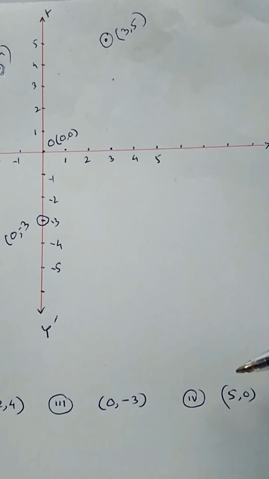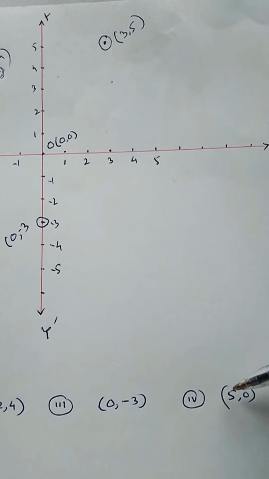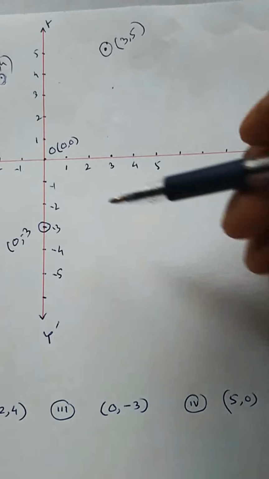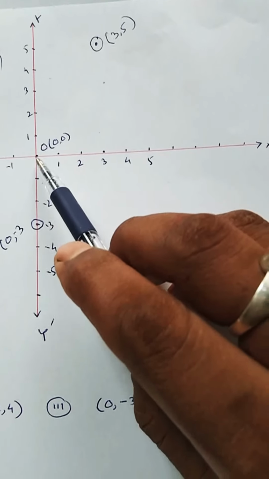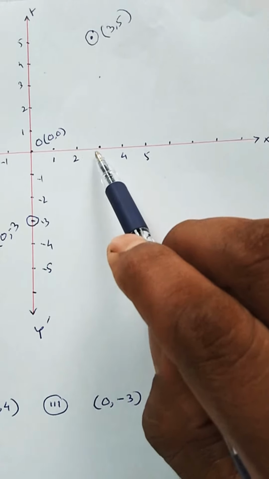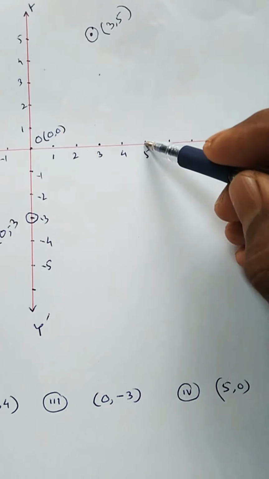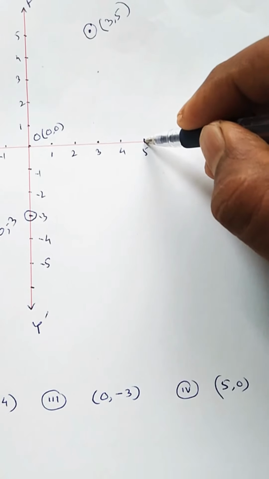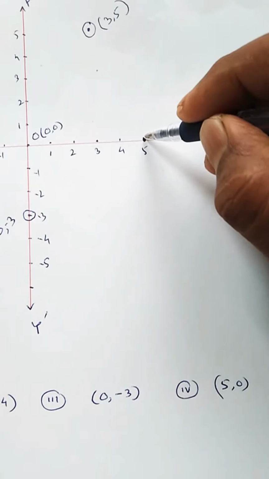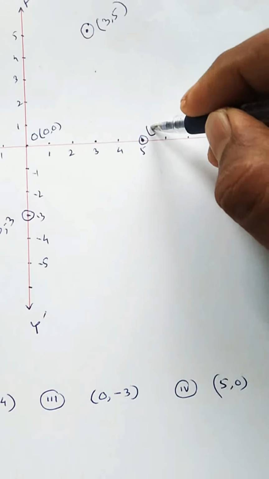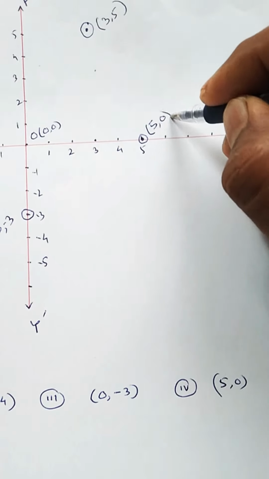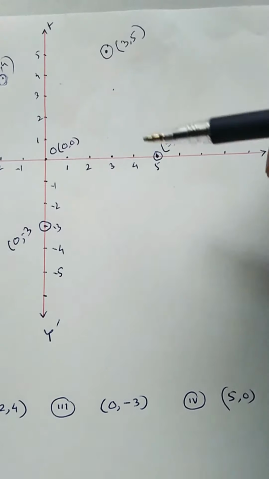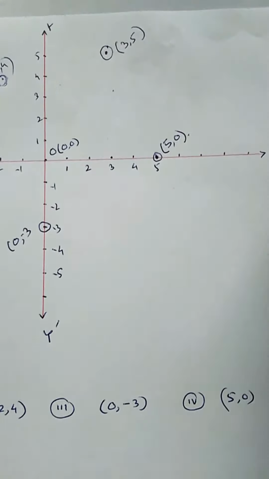Now let us take one more example, 5, 0. The x coordinate is 5 and the y coordinate is 0. So first we'll move along the x-axis. We'll start from here. Plus 5, that means plus 1, plus 2, plus 3, plus 4, plus 5. The x displacement is 5. The y displacement is 0. 0 means it is neither above nor below, so it will be here only. So this will be our fourth coordinate, 5, 0. This way we can locate coordinates in the Cartesian coordinate plane.